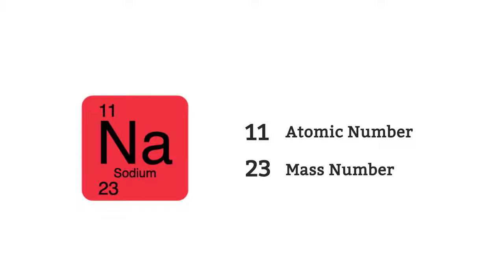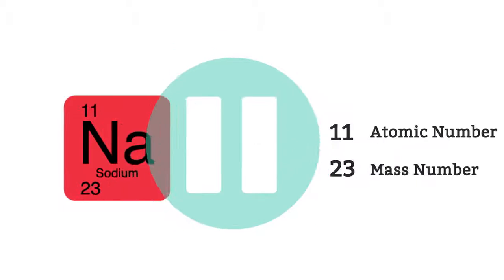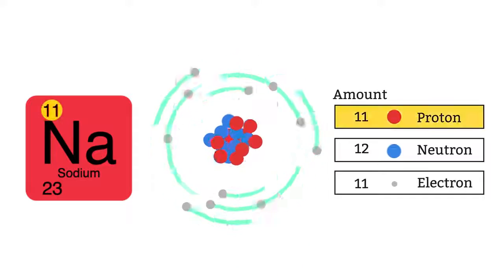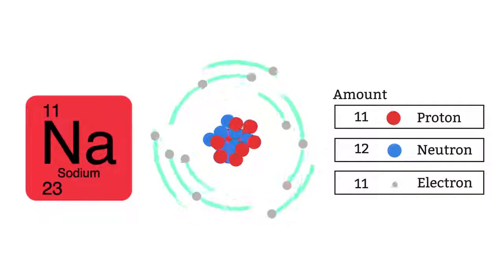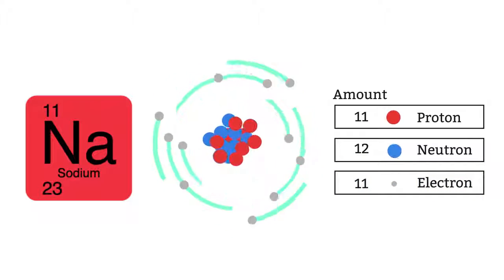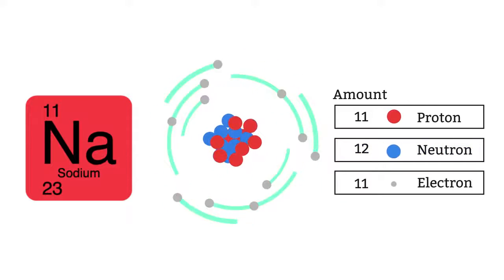How many protons, electrons and neutrons does it have? Pause the video whilst you count them. Time for the answer? There are 11 protons in sodium, because this is the atomic number, so there must be 11 electrons too. There are 23 minus 11 neutrons, which makes 12.